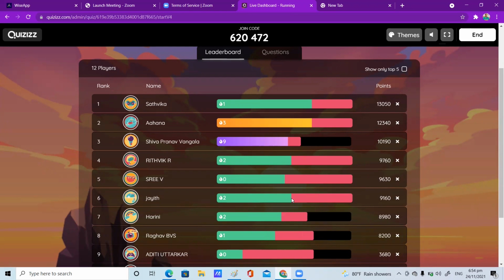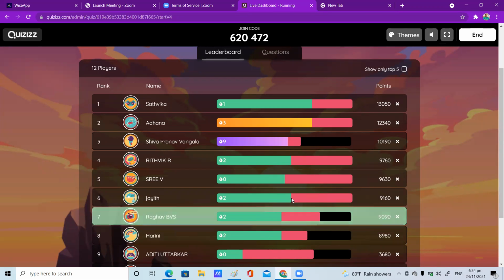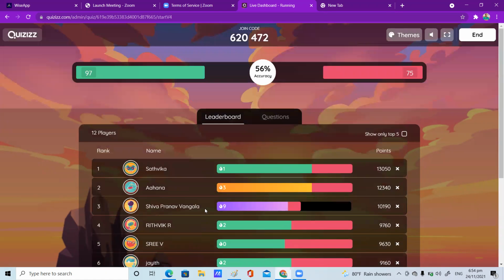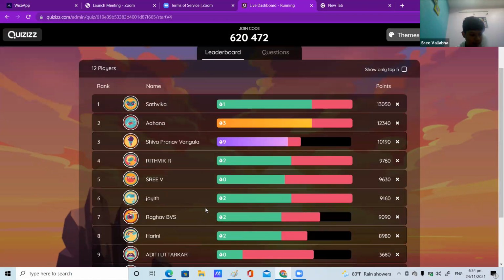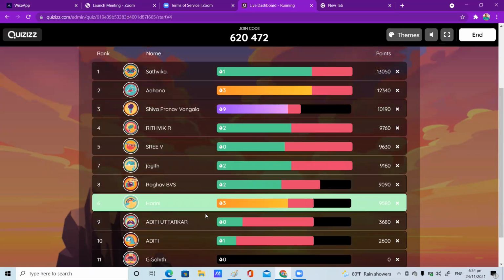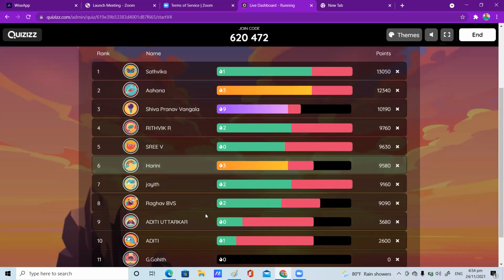Shiva Pranav is doing a wonderful job. He's slow and steady. Satvika, Ahana also wonderful. Good children, good. Ritvik, Sri Vallabha. When I was there, I got second, ma'am. Okay, Vallabha, I'm seeing you're doing well this test. Mensuration test, you're doing well. Good. Keep it up, good work.